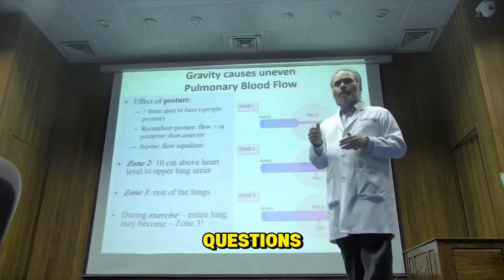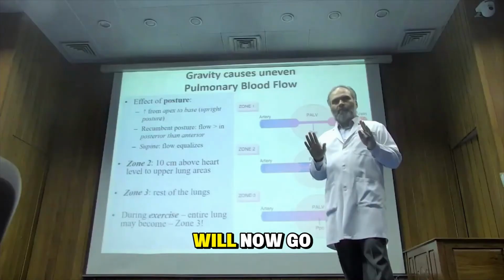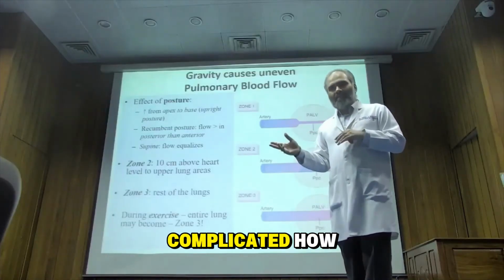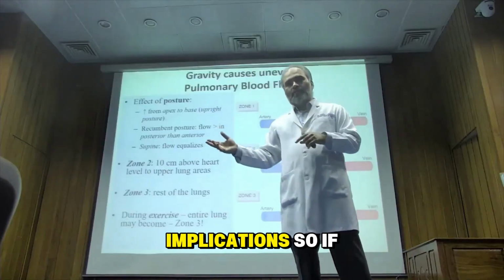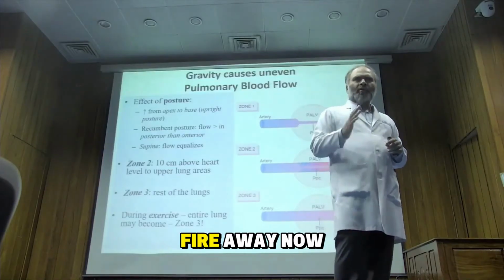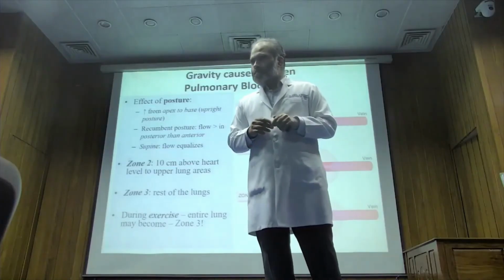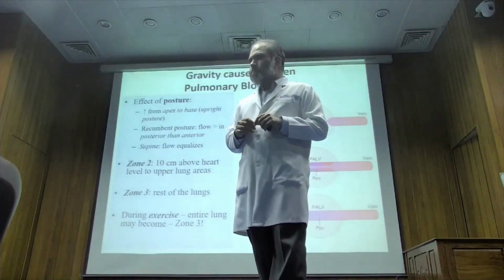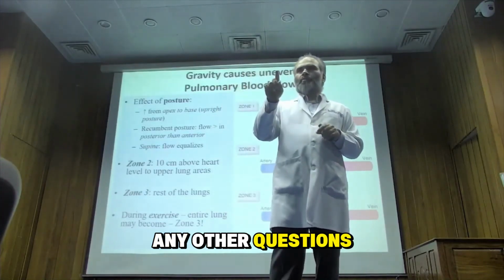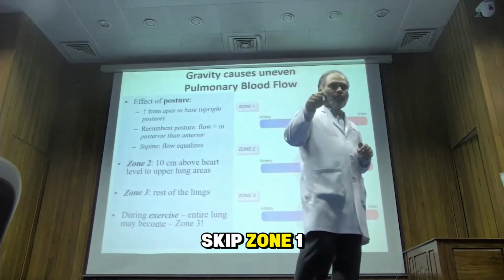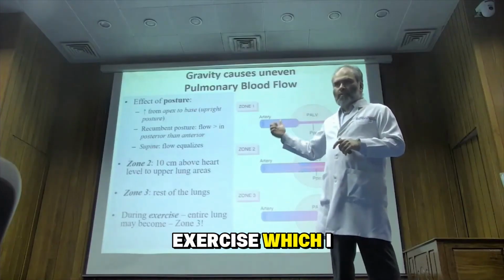Okay? Any questions? I've described to you lung zones now. That's it. I will now go higher and more complicated. What are its implications, and then eventually what are the clinical implications? So if you have a question, fire away now or hold your peace. G. Coming to that. I'll come to that. Any other questions? So first question was, why did I skip zone 1? I'll answer it straight away. And number 2, the bit about exercise, which I will answer now.